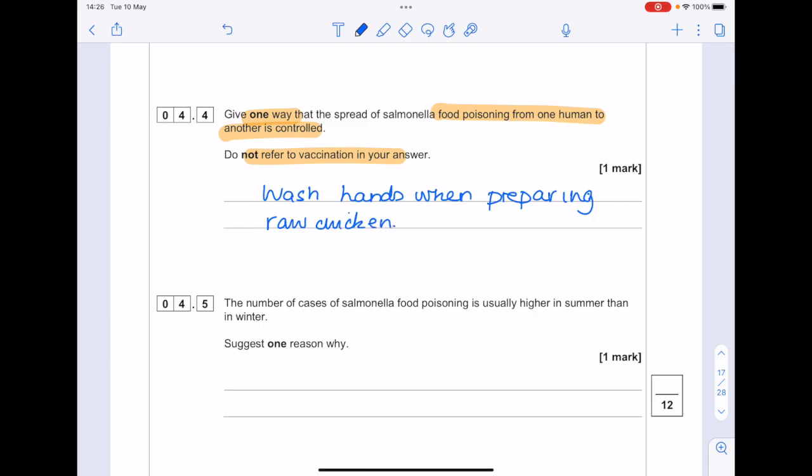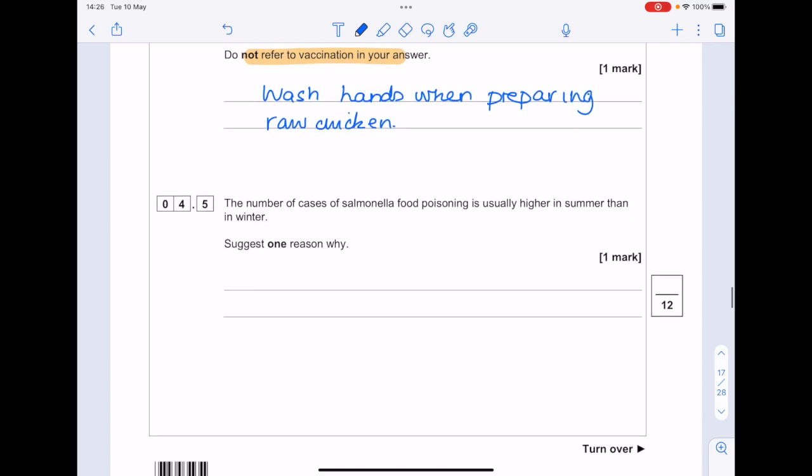The number of cases of salmonella food poisoning is usually higher in summer than the winter. Why? Okay, well, what's crucial about summer? It's hotter. And so those bacteria replicate faster. Why? Because the enzymes work more quickly, because they have greater kinetic energy.